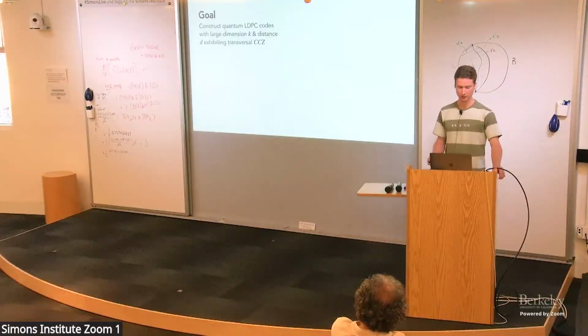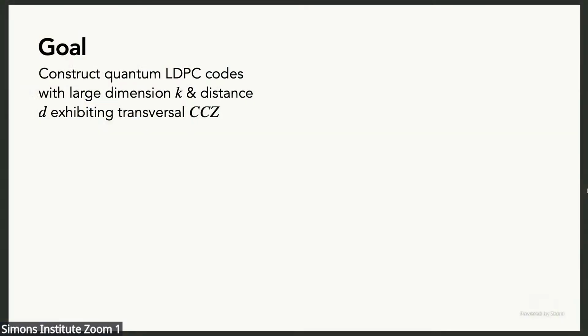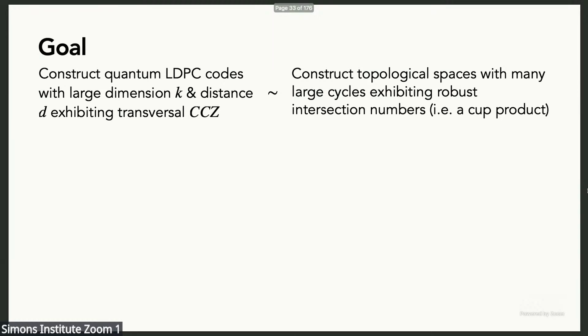So just to recap, our goal on the practical side was to construct quantum LDPC codes with large distance and large dimension, exhibiting transversal CCZ. On the topological side, this corresponds to constructing topological spaces with a lot of large non-trivial cycles, exhibiting these robust intersection numbers, or this cup product. So we have this practical error correction question on one side, and on the other side a topological question, which I think is quite interesting in its own right. And somehow these seem to be the same question.